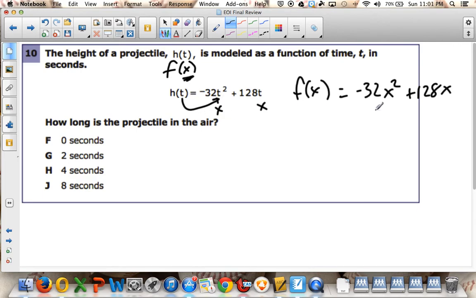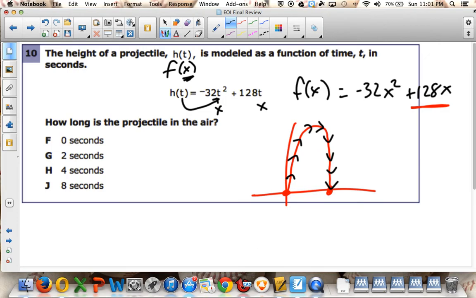So this is a parabola, upside down, being the negative. It's shifted up 128 units on the y-axis. This function starts right here at 0, 0, and it's going to go up and it's going to come down. We want to know how long that projectile is in the air, and it's going to be noted by wherever it crosses the x-axis right here. Flight time. It's going to hit its maximum point, which is not what it's wanting, and then it's going to land right there. Okay? So let's go to my calculator.